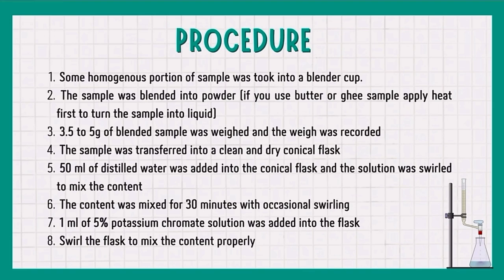The sample was transferred into a clean and dry conical flask. 50 ml of distilled water was added into the conical flask and the solution was swirled to mix the content. The content was mixed for 30 minutes with occasional swirling. 1 ml of 5% potassium chromate solution was added into the flask. Swirl the flask to mix the content properly.